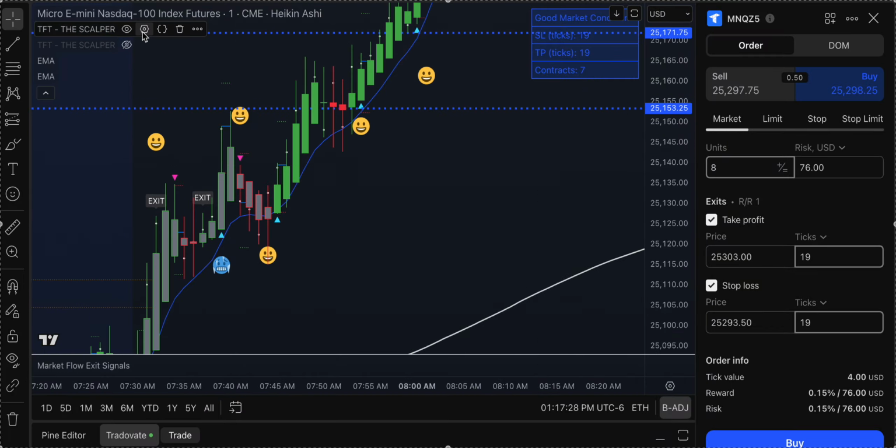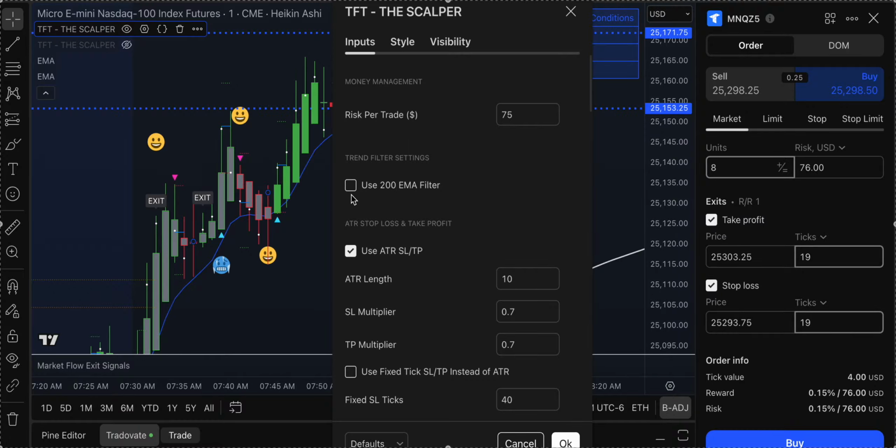Let me just jump in here and show you a few more settings, and then we'll finish the video. You can put a 200 EMA if you want. It helps if you only want to see buys above 200 or sells below 200. It doesn't make a huge difference. I feel you miss out on quite a few trades.